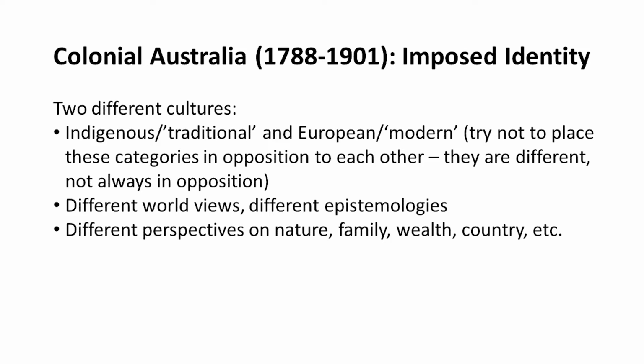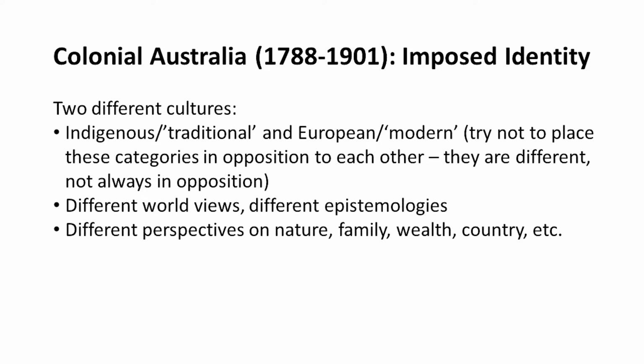We start to see here some juxtaposition between cultures as well. We have Indigenous or a traditional culture alongside a European or modern culture. And I don't mean modern as in superior, I mean modern as in terms of the ideologies that were circulating in Europe at that time. And I'm not trying to place these two things in opposition to each other, just letting you know that these are two very different cultural groups occupying the same space at any given time on the Australian land and associated islands.